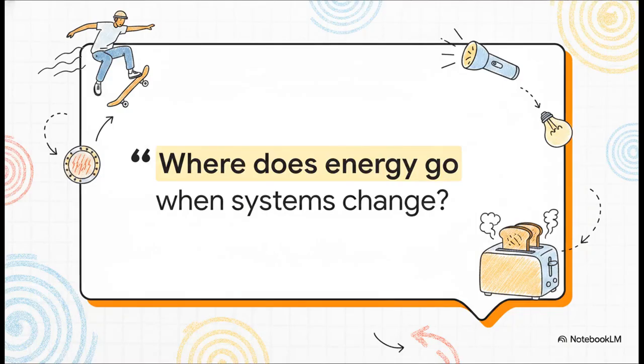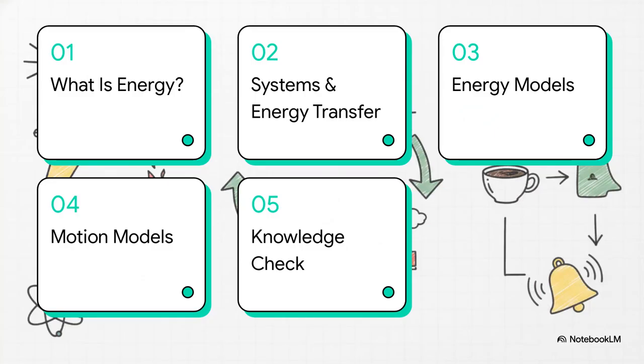Right off the bat, I've got an essential question for you, and I want you to keep this in the back of your mind throughout this entire explainer. Where does energy go when systems change? It's kind of the central mystery of today's lesson. When a skateboarder stops, when a flashlight turns on, or when a toaster heats up your morning bagel, what's actually happening behind the scenes? Energy doesn't just do things randomly. It follows some very strict, almost magical rules. And by the end of our time together today, you're going to be able to track exactly where that energy is going. So here's our game plan for cracking this mystery together.